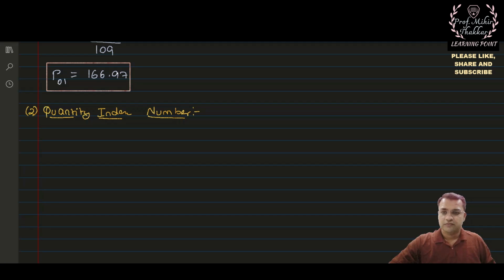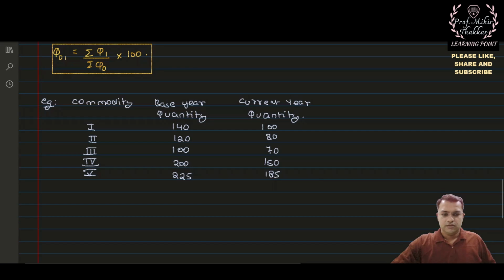So you will get over here Q01 is equal to summation Q1 upon summation Q0 multiplied by 100. So the example that you have over here, guys, you are given the information about the commodities. There are 5 commodities. Now here he has clearly mentioned the base year quantity and the current year quantity. So now guys, I can directly say that this over here is your required Q0 value and this is your required Q1 value.